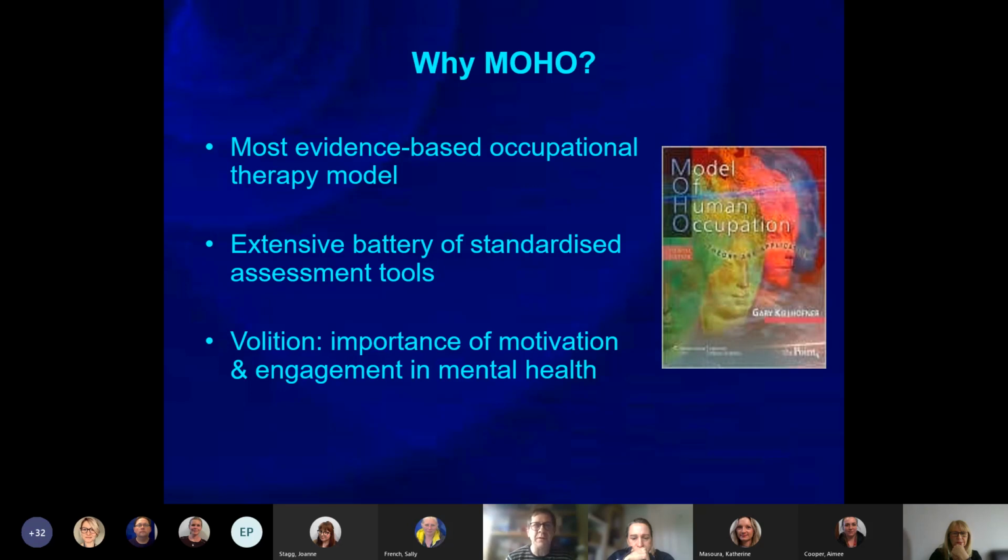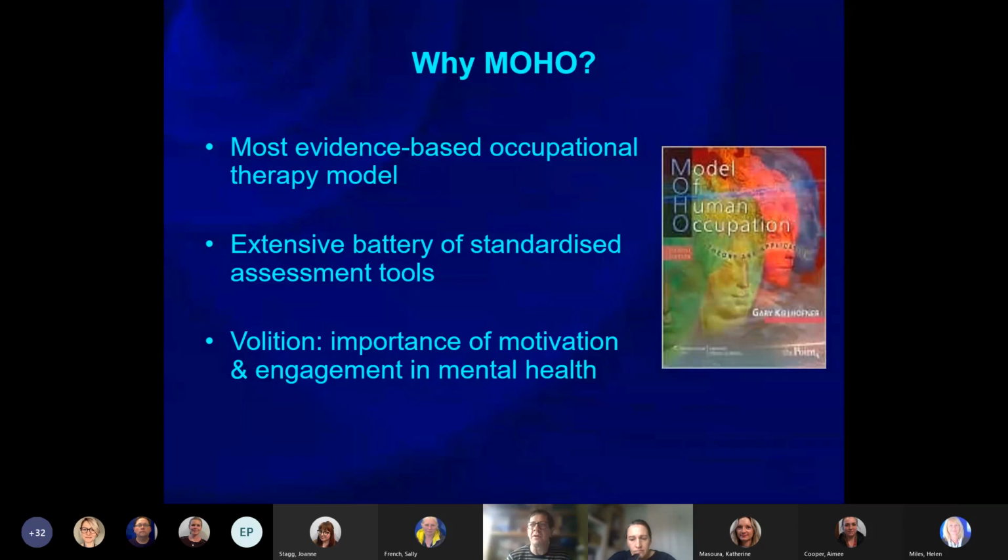So, quick caveat, I'm always keen to stress this. A model is designed to guide, not dictate practice. It's a servant, it's not a master. It's a tool to enhance our understanding. We still need to engage our brains and think about how best to use the understanding that we gather from a model.